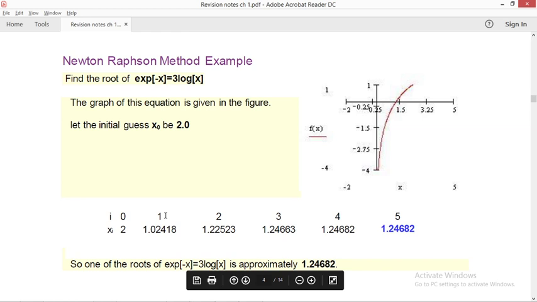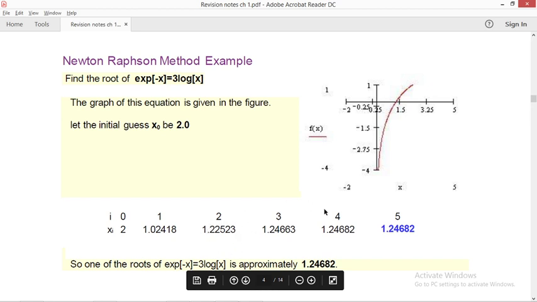x1 will become 2 minus f of 2 upon f dash 2. That will give me 1.02418. Now this becomes your x1. You go to find x2 as x2 equals x1 minus f of x1 upon f dash of x1. That gives you 1.22523. This becomes your x2.